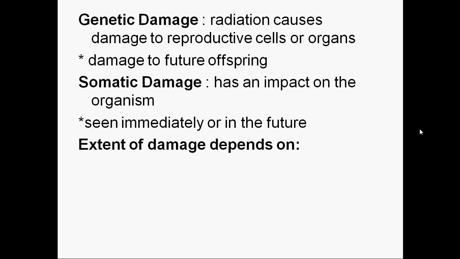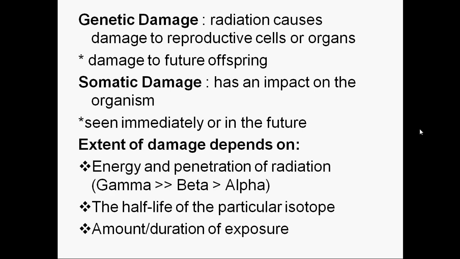Okay. Now, the extent to which you actually get this damage depends on a few different things. First of all, the type of radiation that you're being exposed to. So again, gamma radiation is going to damage you a whole heck of a lot more than alpha radiation will, just because gamma penetrates tissues so much more thoroughly than alpha radiation can. Secondly, the half-life of that isotope, which basically means how quickly it's decaying and how much radiation it's giving off, and we're going to talk about that in our next and final lesson in this unit, as well as the amount and duration of exposure to whatever that radiation source is.